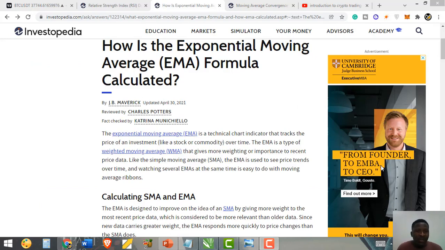Secondly, we have the exponential moving average indicator. That's the EMA. It is a technical chart indicator that tracks the price of an investment over time. The EMA is a type of weighted moving average that gives more weighting or importance to recent price data.